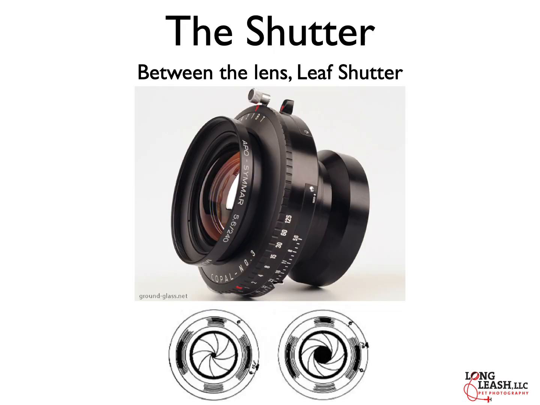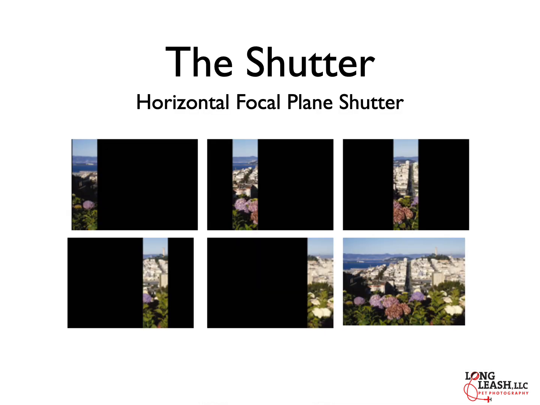There are different types of shutters. This is a view camera lens, and the shutter is built between the lens elements. Horizontal focal plane shutters have a slit that slides across the focal plane where the film or the sensor is and creates exposure. So it'll move very fast with a high shutter speed or slow with a slower speed.